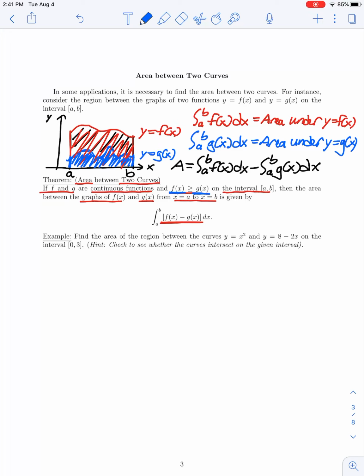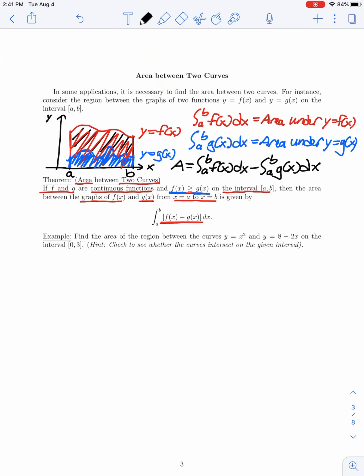Looking at an example of this, we're asked to find the area of the region between the curves y equals x squared and y equals 8 minus 2x on the interval from 0 to 3. As a hint here, we're told to check to see whether these curves intersect on the given interval. In some problems, we might have two curves which cross each other within our interval of interest, and then the same curve isn't always the top curve, as we've illustrated in our picture here.